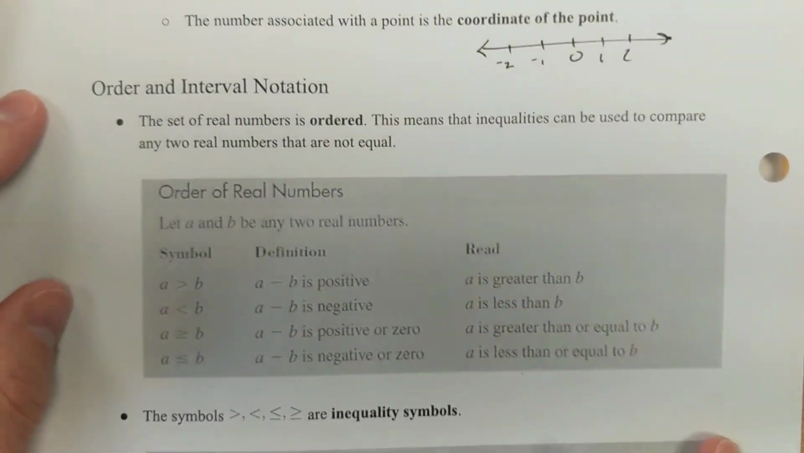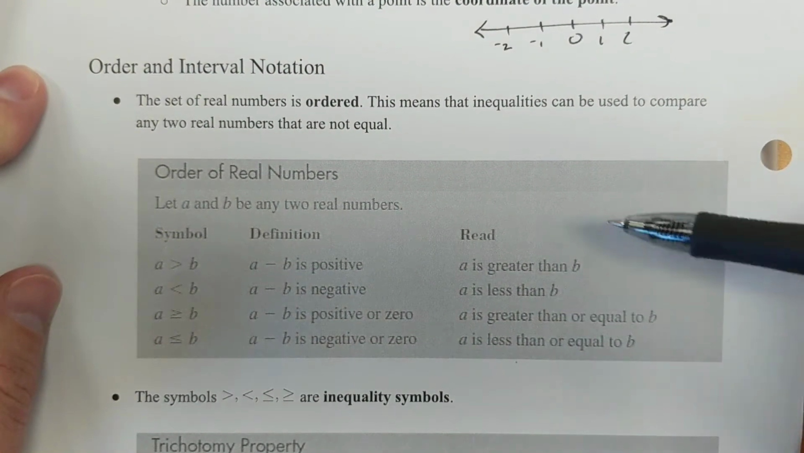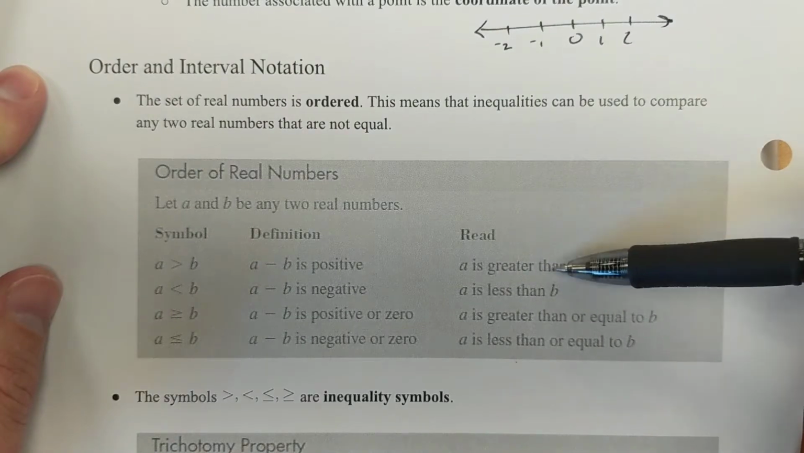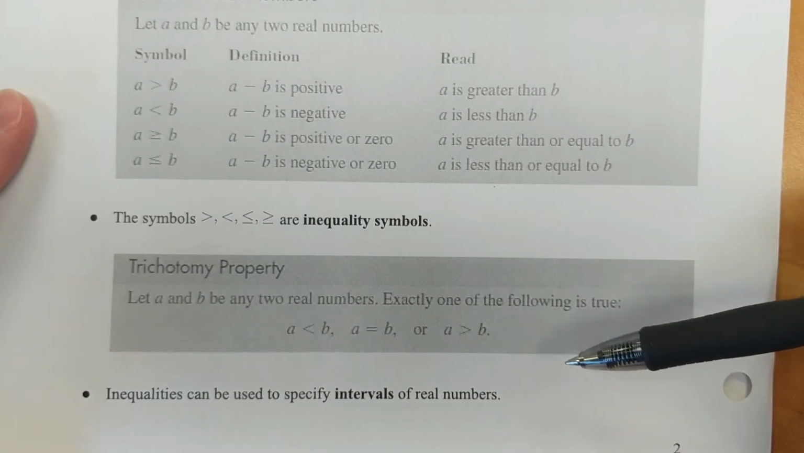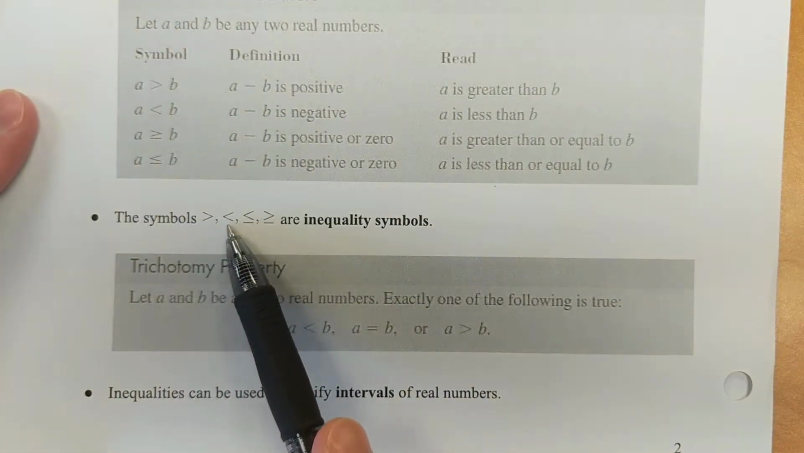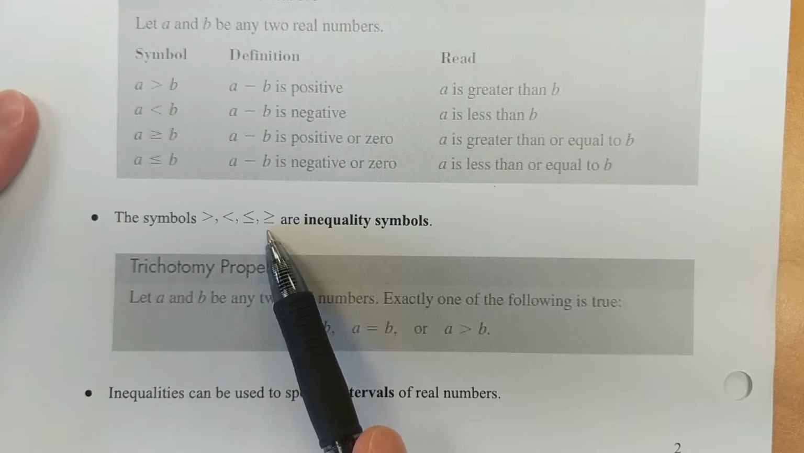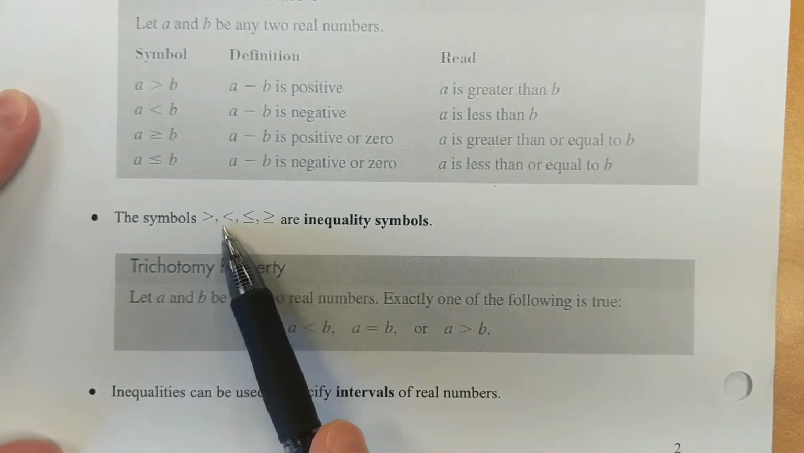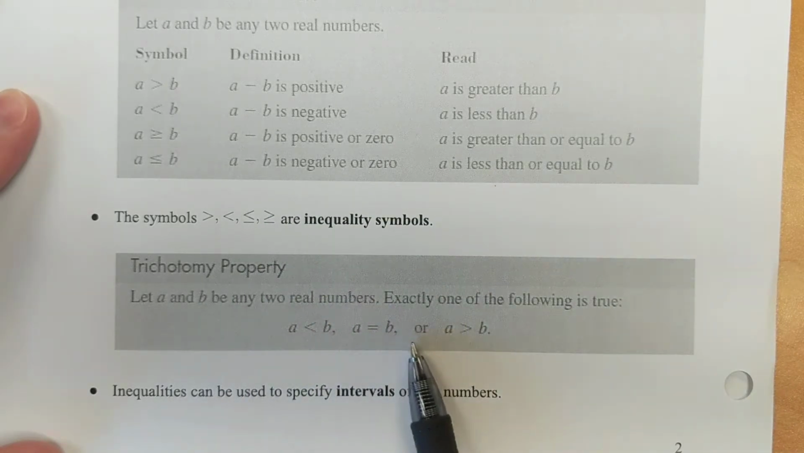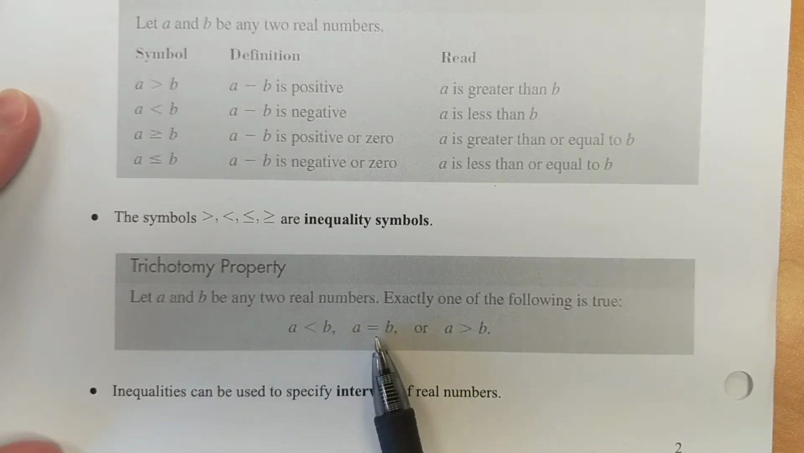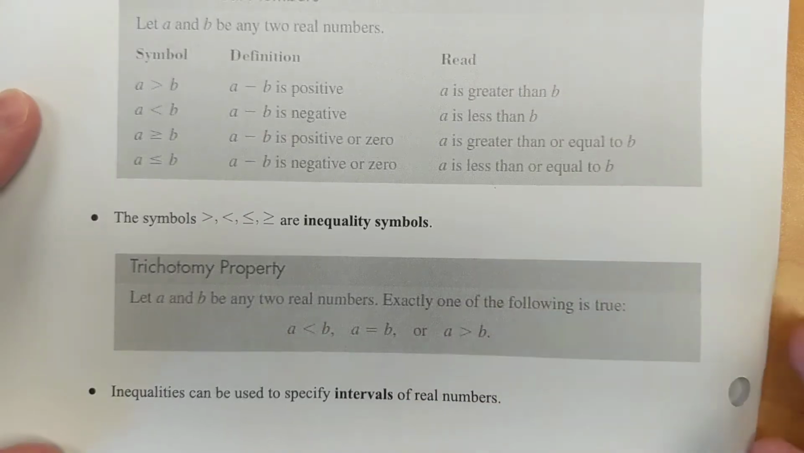Order and interval notation. So the first part here just refers to numbers being ordered, meaning some numbers are greater than or less than other ones. And then your inequality symbols here. So these are your inequalities, the greater than sign, the less than sign, less than or equal to, greater than or equal to. Now, less than signs point left, so that's why these two are the less than signs. So numbers can have one of three relationships. The first number can be less than the second. They can be equal or greater. Inequalities can be used to specify intervals of real numbers, so sections that are valid.